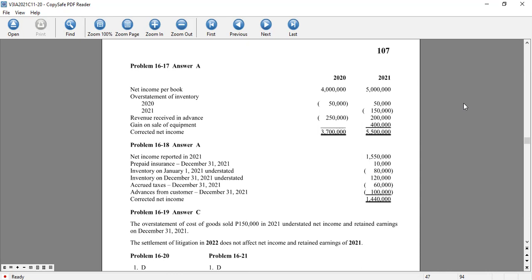1,550,000. Then prepaid insurance, we add; inventory on January 1, 2021, deduct; and the inventory on December 31, 2021, add; and accrued taxes, deduct; and advances from customers, deduct. So we have now the corrected net income for number 18. The answer is letter A.